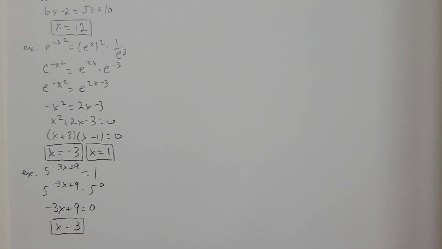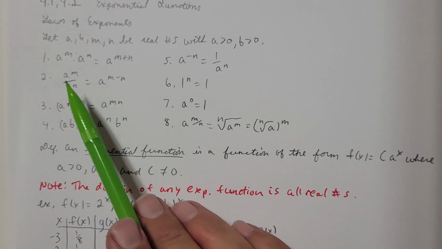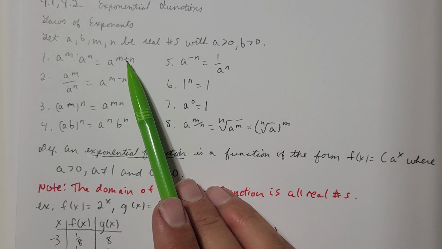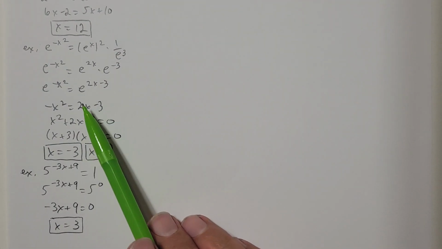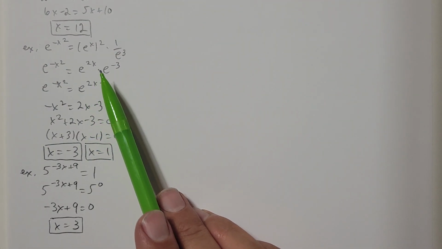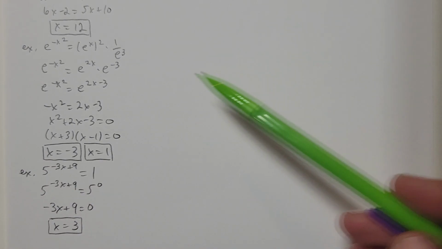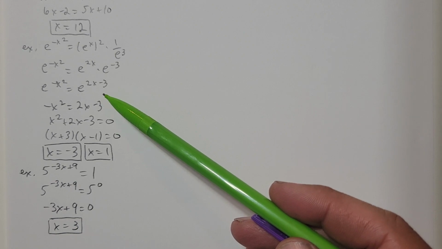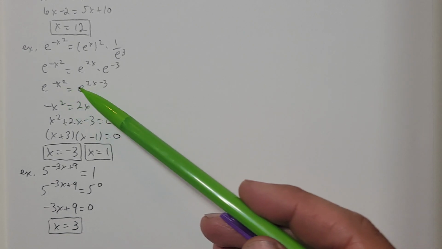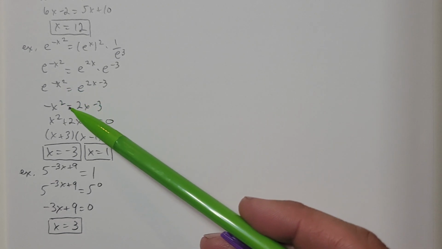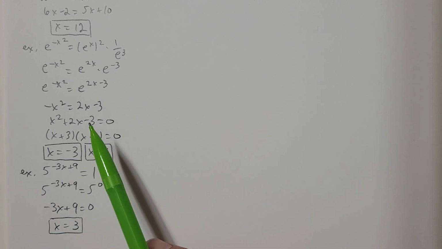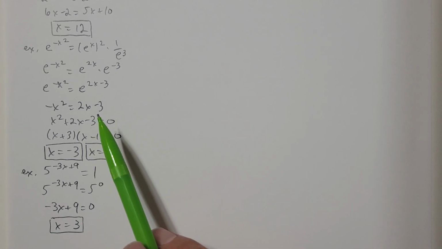Okay, and then using law 1, I have the same base, right? So I can add the powers there. Okay, so e to the 2x times e to the negative 3rd power, that's the same as e to the 2x minus 3 power. And now I got the same base e on both sides, so I can remove the e's and set the powers equal. So negative x squared equals 2x minus 3.